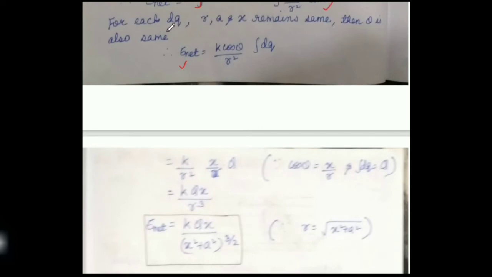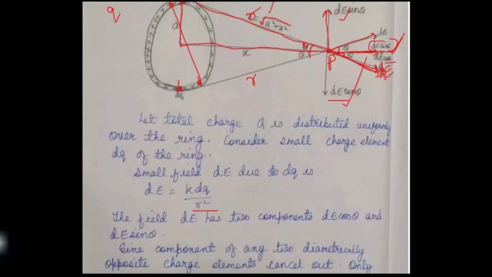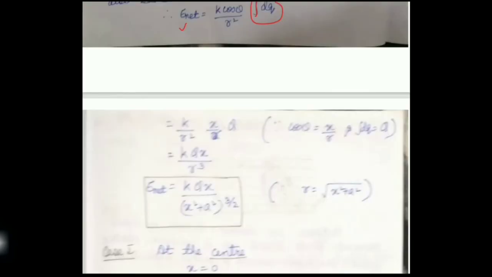Here for each charge element, the distance r is the same, the radius is the same, and the distance from the element to the point at which the electric field is determined is also the same. It means theta is also the same. So you take all these outside: K cos theta by r square, and only the integration of dq is left. Integration of dq means all the small dq over the ring, so the total charge over the ring, suppose capital Q. So the integral of dq becomes capital Q.